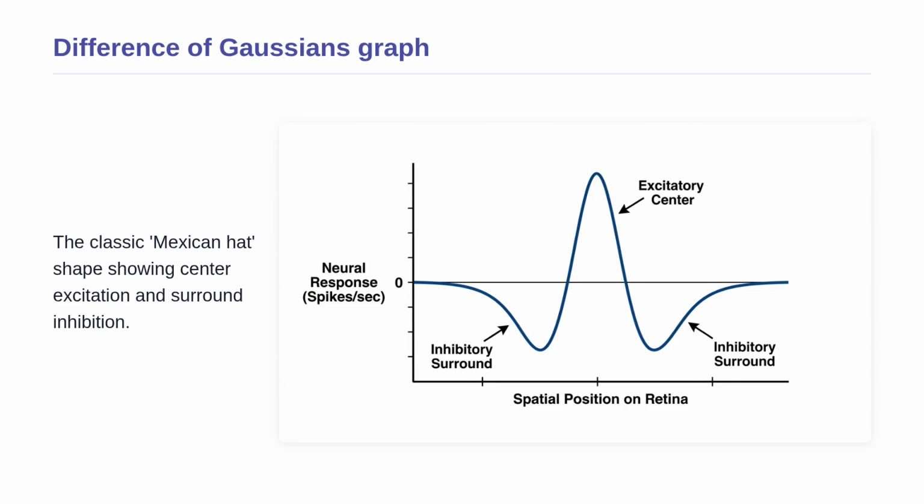Notice the tall central peak pointing upwards? This is the excitatory center, where light causes rapid firing. On both sides of this peak, the curve dips below the zero line into negative territory. These dips represent the inhibitory surround, where light suppresses firing. This diagram perfectly illustrates how lateral inhibition filters out useless background information and highlights the edges of objects, creating a high-contrast map of the visual world.